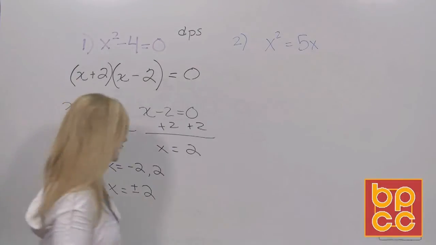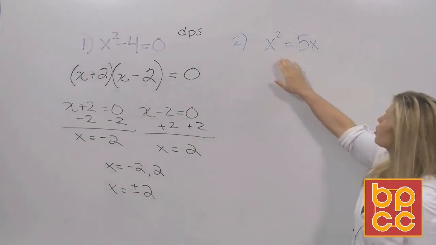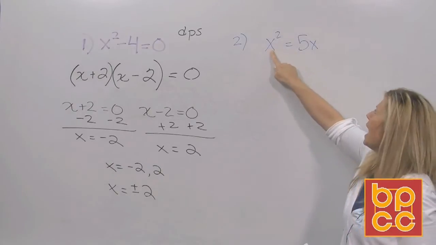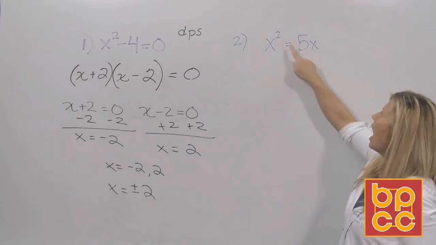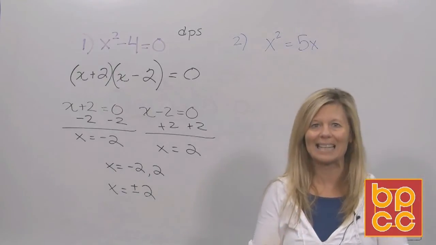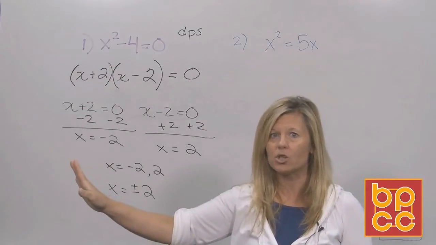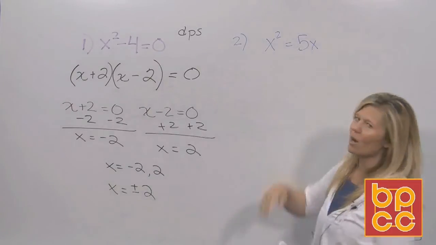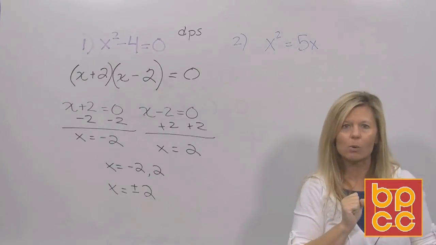Okay, let's go to our second example. Here's our equation. There's the equal sign. X squared equals 5x. I see the square. I know it's a quadratic equation. It's not linear. So we have a different procedure. To solve a quadratic equation, step 1 is it's got to equal what, y'all?